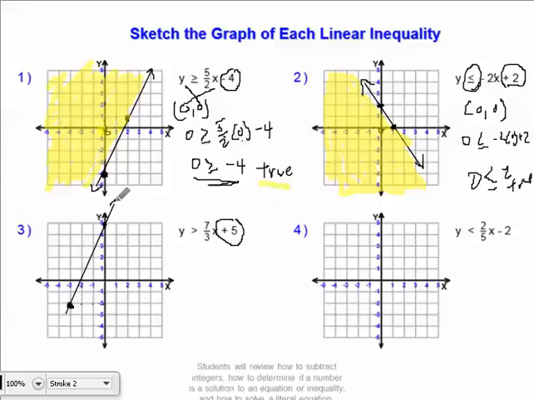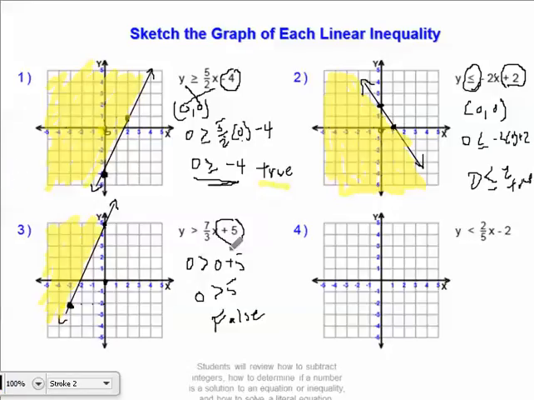Ta-da. Okay, so I'm going to pick 0, 0, put it in here. So it's going to be 0 greater than 0 plus 5. 0 is greater than 5. Is that a true statement? No. It's a false statement. So which side of the line am I going to shade this time? I don't want the 0, 0 to be in the correct answer. So I'm going to shade the other side of the line. See how when I got a false statement, I picked the other side of the line to shade? Not the side where the 0, 0 was located, but the other side of the line.